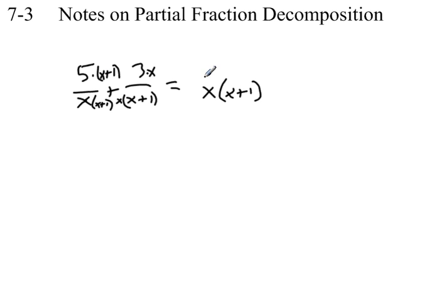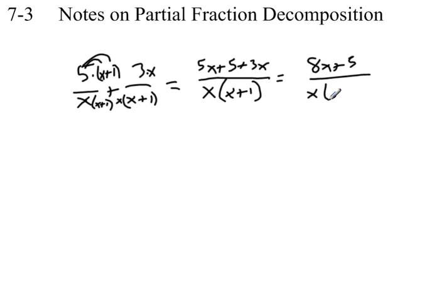If we do that, we get, for the first fraction, 5x plus 5. For the second fraction, we get 3x. And our entire answer becomes 8x plus 5 over x times x plus 1. Okay, now that's not really the kind of problem we're going to see today.